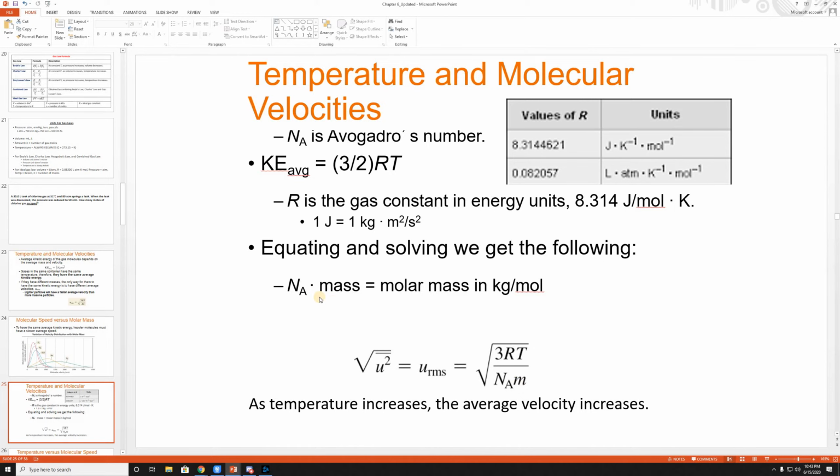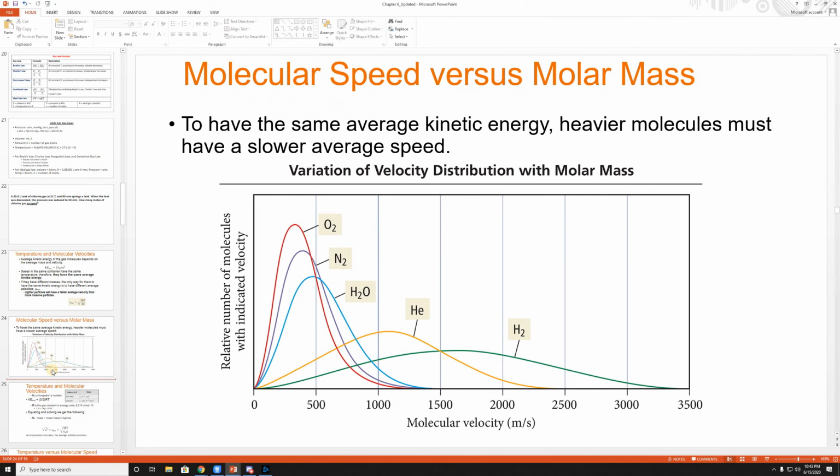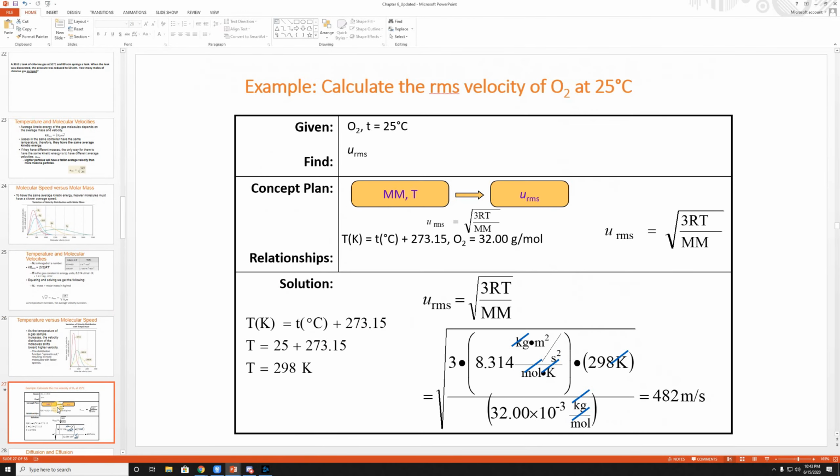Na equals, yeah, it is, right? I think it is. That equation's stupid. Where's the real equation? There it is, this one. So 3R is going to be our 8.314, and then M is going to be your molar mass in kilograms. So this equation is the best for root mean square velocity.